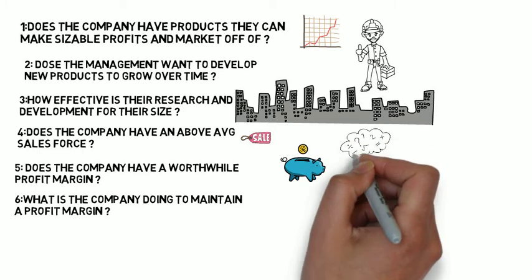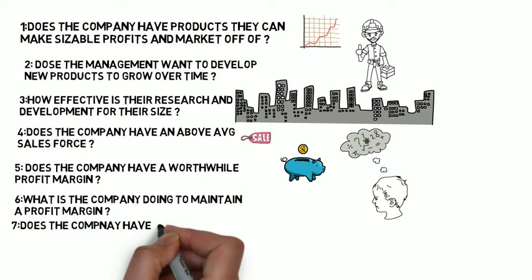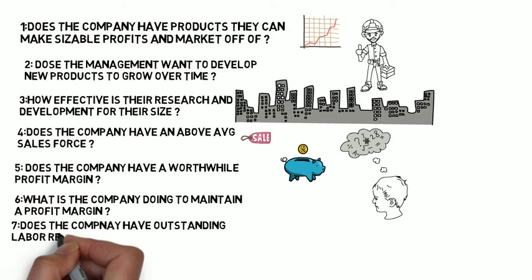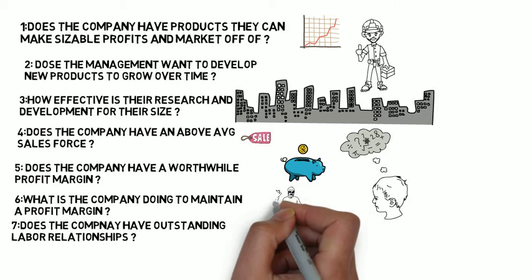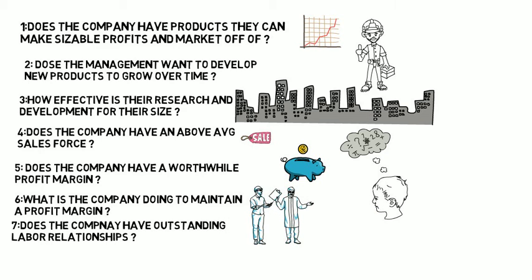Point number 7, does the company have outstanding labor relationships? Meaning, do the people that work for this company like where they work and love their job, or do they hate it? If you have generally a happy staff, they'll take pride in their work and they'll do a better job. Rule number 8, does the company have an outstanding executive position relationship?